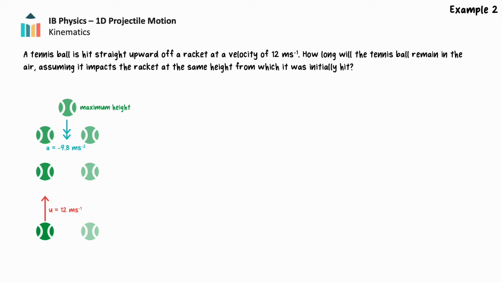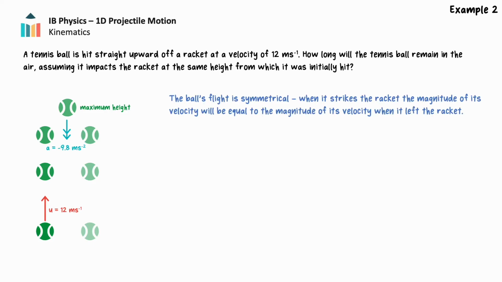Let's examine the same problem, but this time, instead of considering the symmetry of the trajectory in terms of displacement, we can consider the symmetry in terms of velocity. The velocity with which the ball impacts the racket will be the same magnitude, but in the opposite direction of the velocity with which the ball left the racket. That is, the ball's final velocity is -12 meters per second.